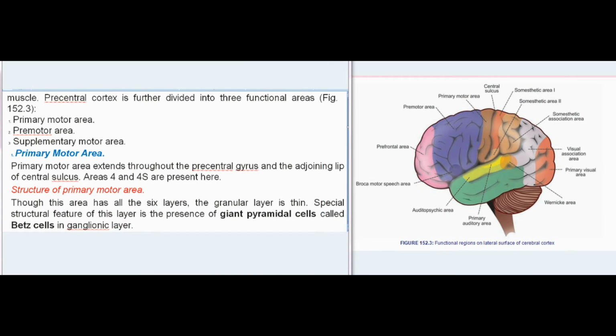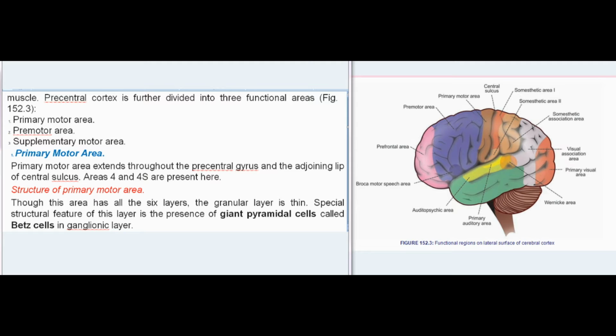Precentral cortex is further divided into three functional areas: primary motor area, premotor area, supplementary motor area. Primary motor area. Primary motor area extends throughout the precentral gyrus and the adjoining lip of central sulcus. Areas 4 and 4s are present here.